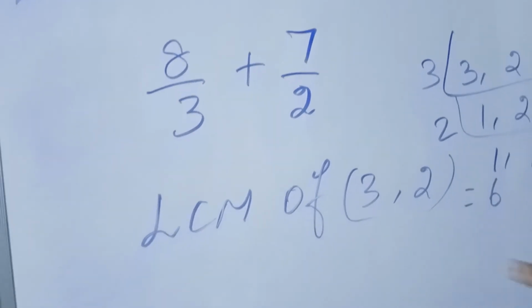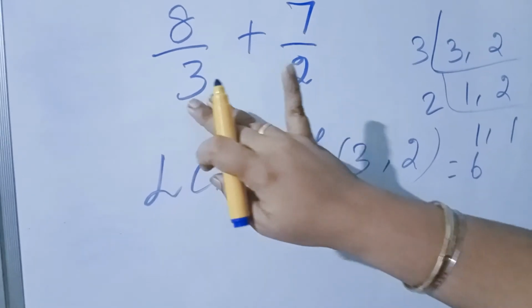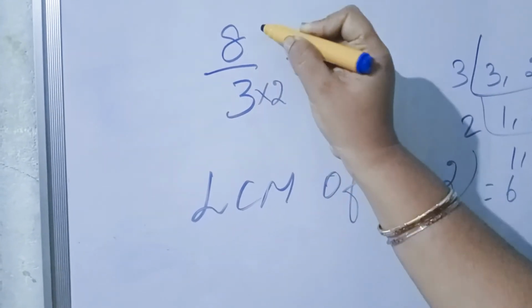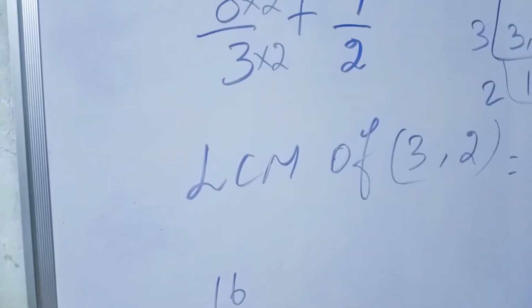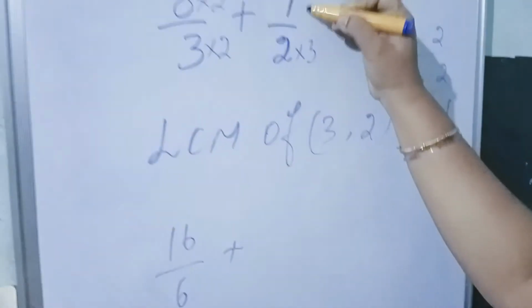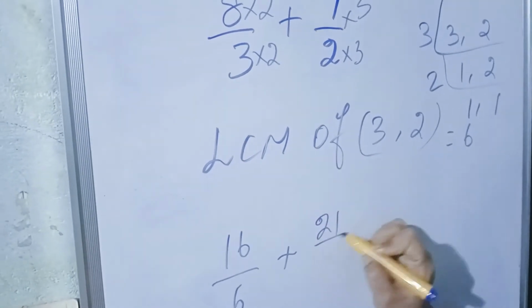Okay. Now this one we have to change as 6. Okay. Denominator we have to change as 6. So we have to multiply with 2, the numerator also. So 16 by 6. Plus here 2 is there. So we can multiply with 3 to get 6. So 7 3s are 21 divided by 6.